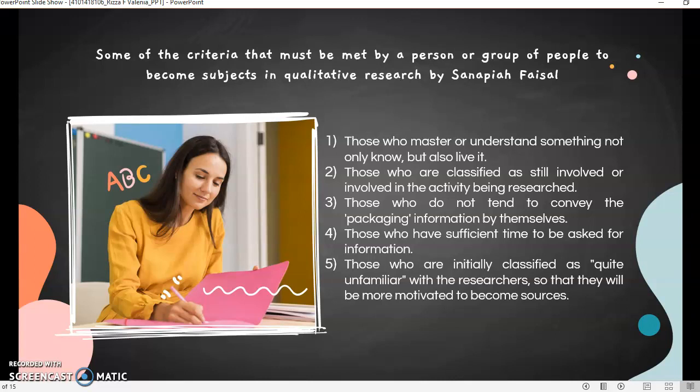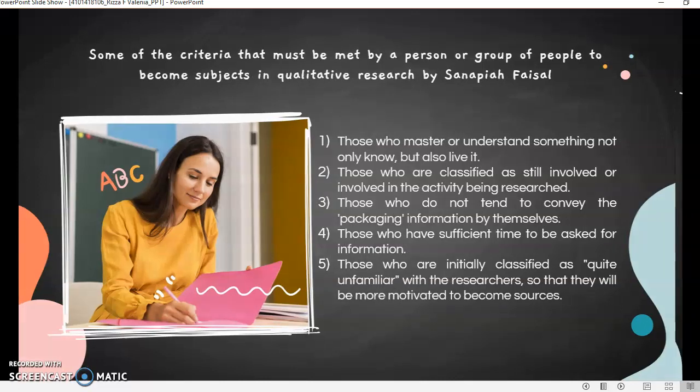Second, those who are classified as still involved in the activity being researched. Third, those who do not tend to convey information in a packaged way by themselves. Fourth, those who have sufficient time to be asked for information. And last, those who are initially classified as quite unfamiliar with the researchers, so that they will be more motivated to become informants.